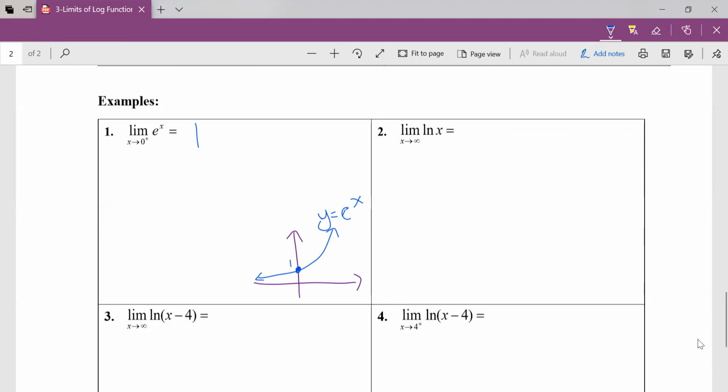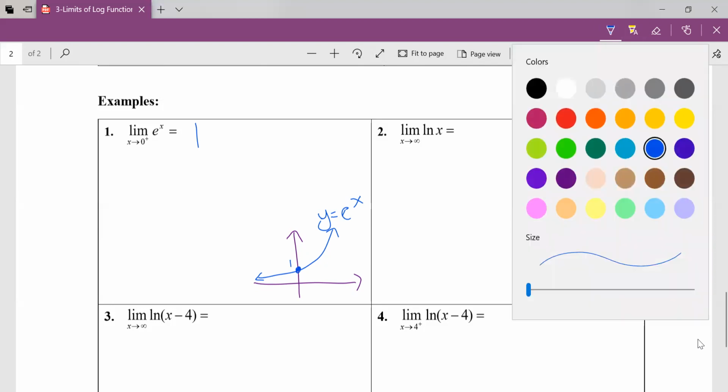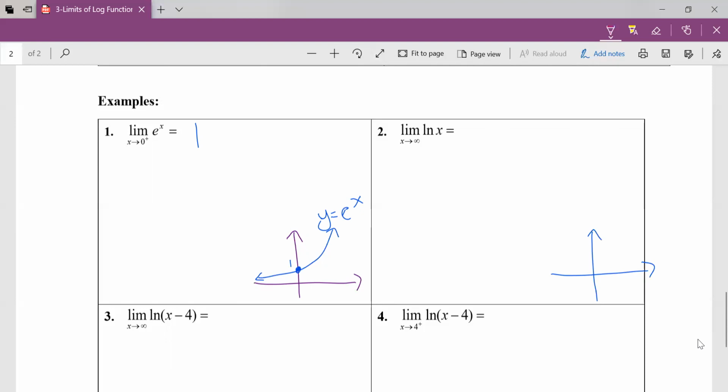Now the next one says natural log x. No problem. A natural log is pretty much the same thing as a logarithm. It is the same thing, it just has a special base. So it's just going to look like this. There it is. As x goes to infinity, the y values grow without bound. So the y values are getting bigger. We could say positive infinity, and really the answer is does not exist, but that positive infinity is there for the sense of direction.